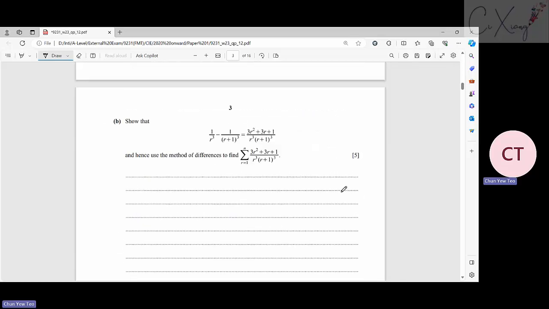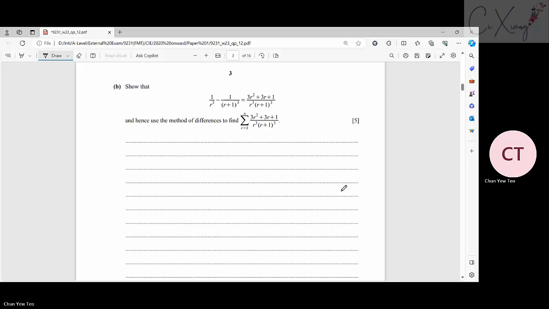So now we move on to part B. They ask you to show that this relationship is true. To show the relationship is true, just start from the left-hand side. Join together, you get (r plus 1) cube minus r cube divided by r cube times (r plus 1) cube. Combine them together as one fraction.